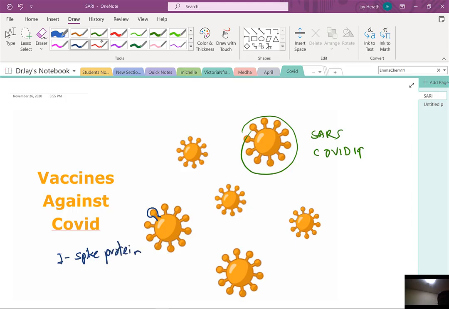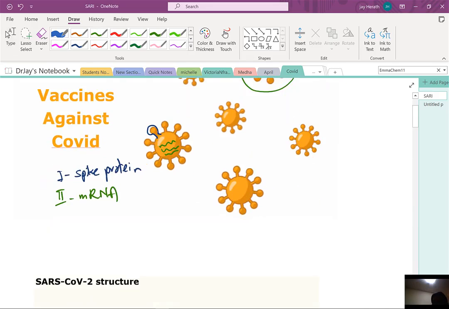And the other thing is they have this genome and they have mRNA. So the number two target would be mRNA. So those are the two targets. Let's see how this should work.